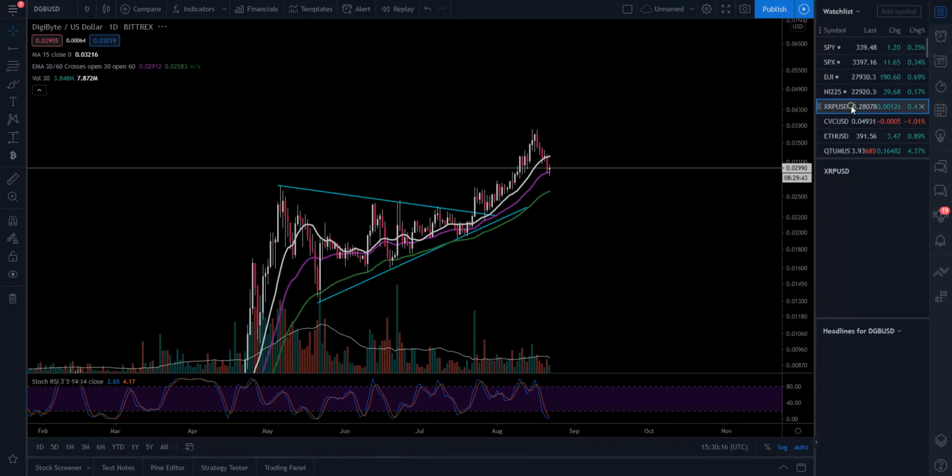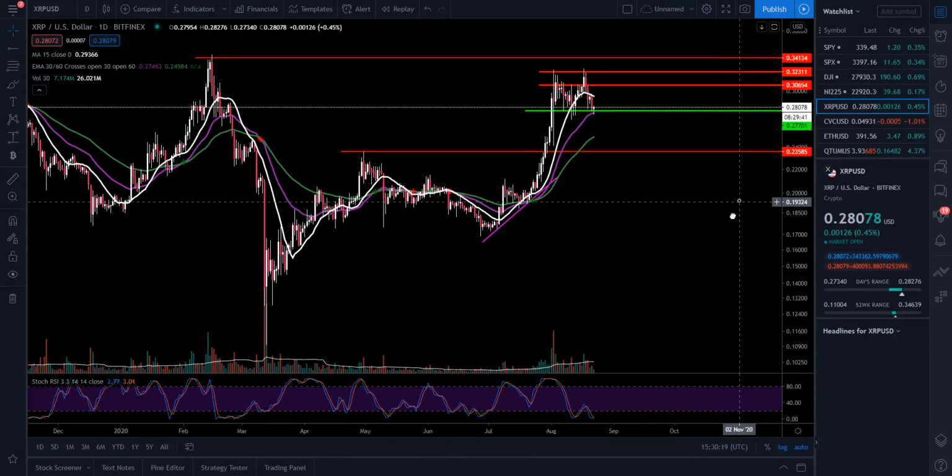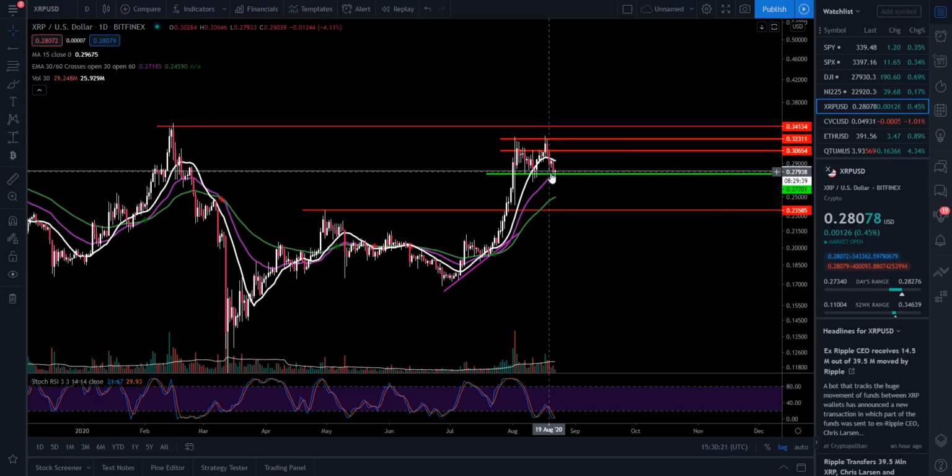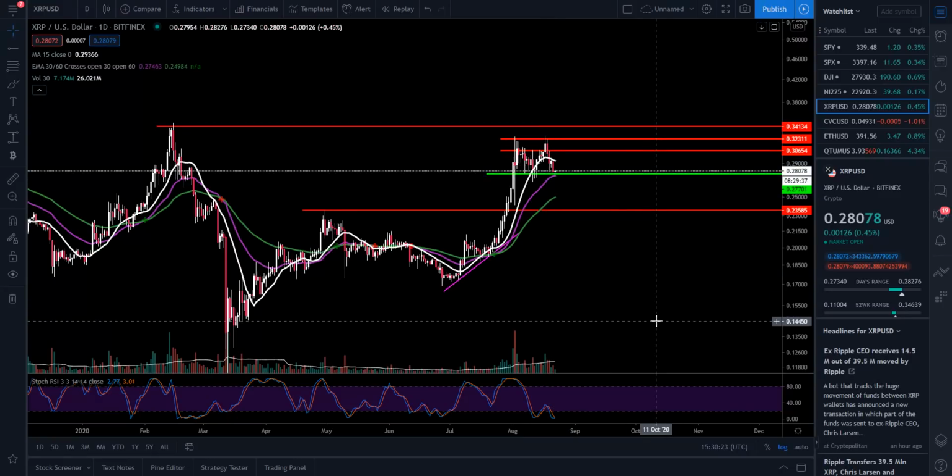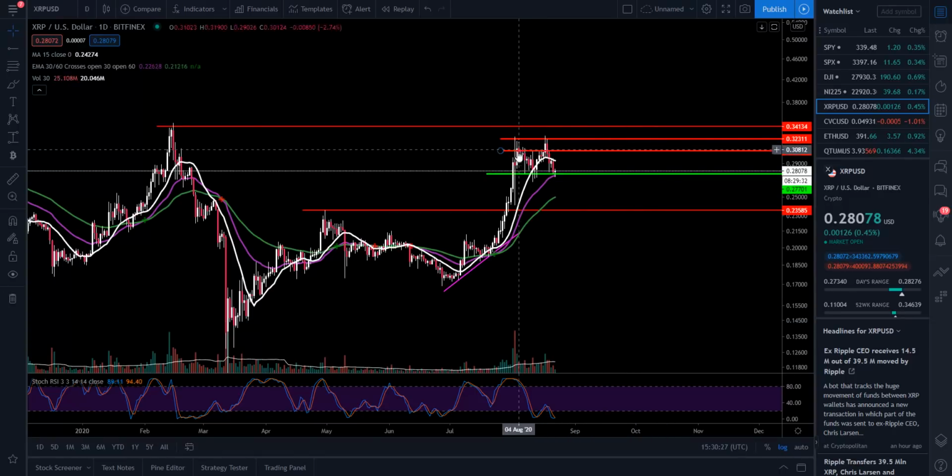Take a look at Ripple here. We're sitting around 28 cents, directly off this 30. You can see a lot of these coins have really retraced back to that 30 now, so we're having that deeper retracement. The thing with XRP here is we've had a double top. So you can see we pushed up to around 0.32252, and then we did it again right here about 2 weeks later, and we tried.